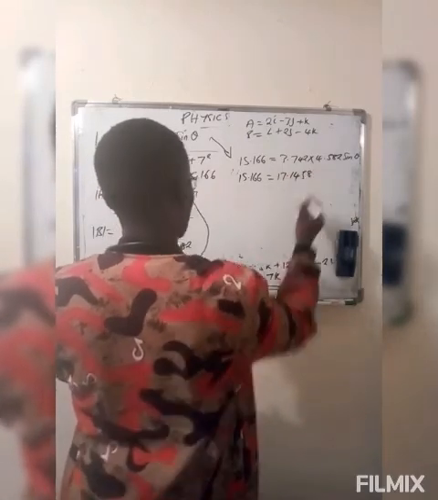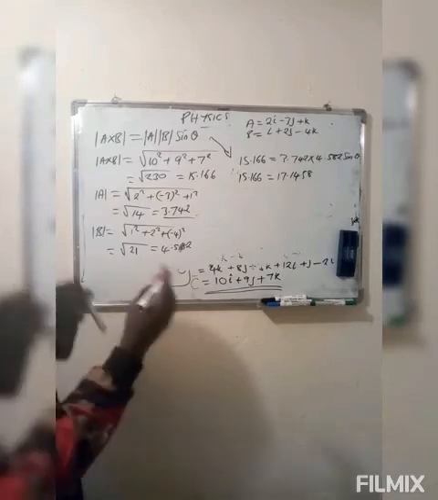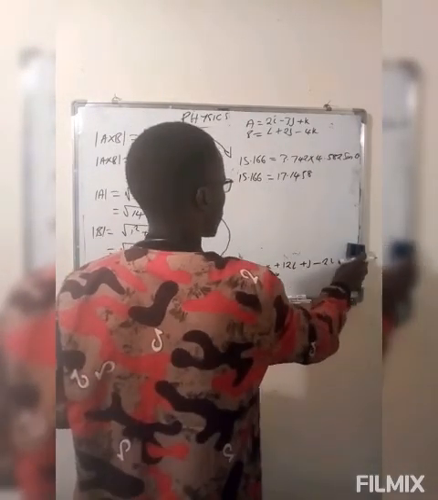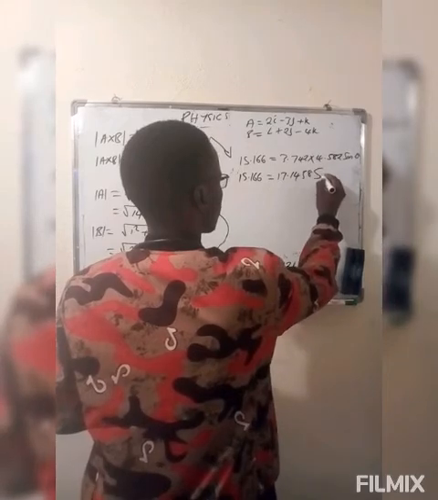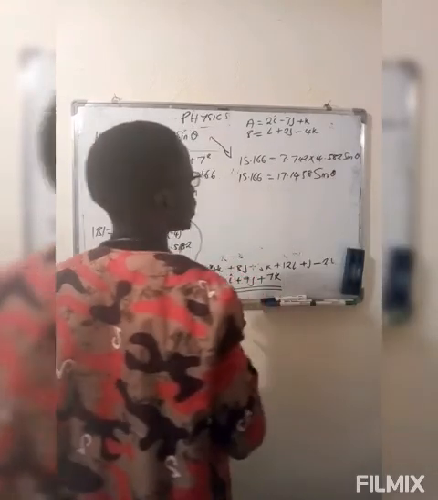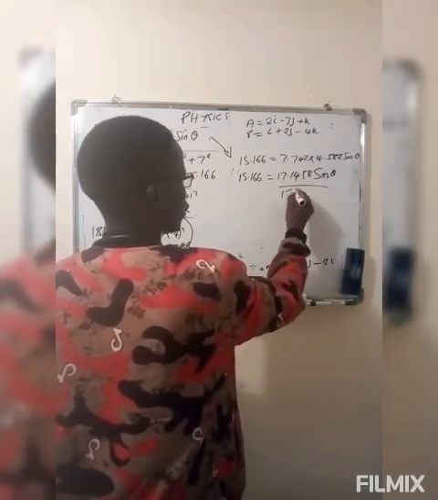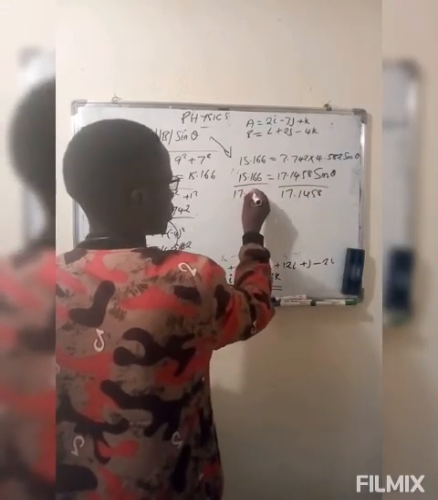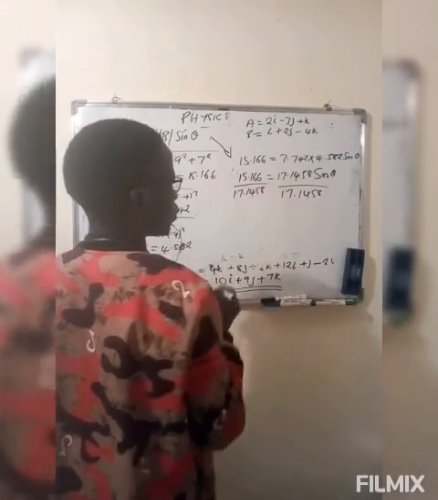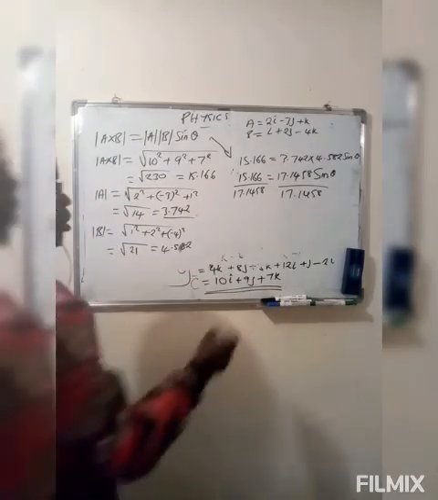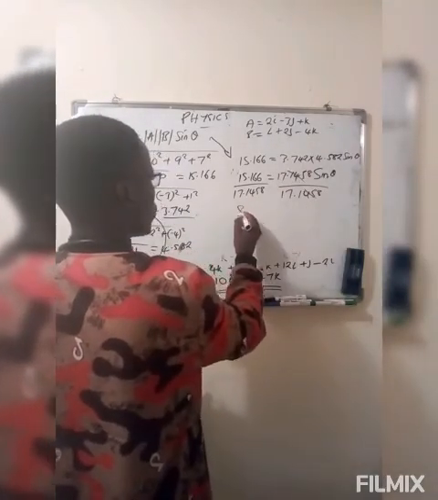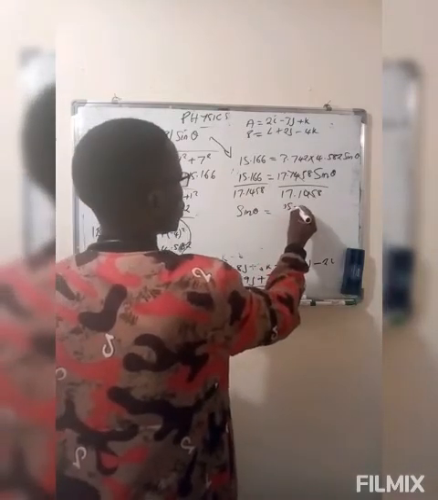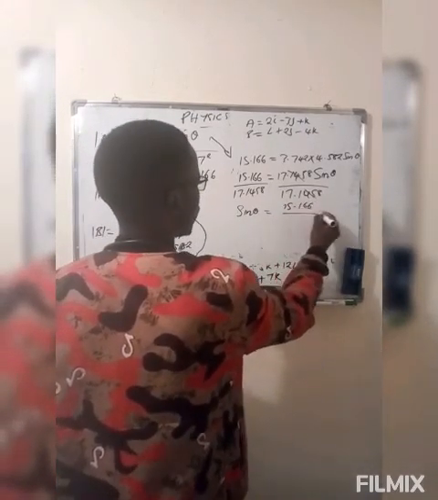So then sine theta. We divide both sides by 17.1458. In other words, we're just trying to make sine theta the subject of the formula, so that will cancel. We remain with sine theta equal to 15.166 divided by 17.1458.